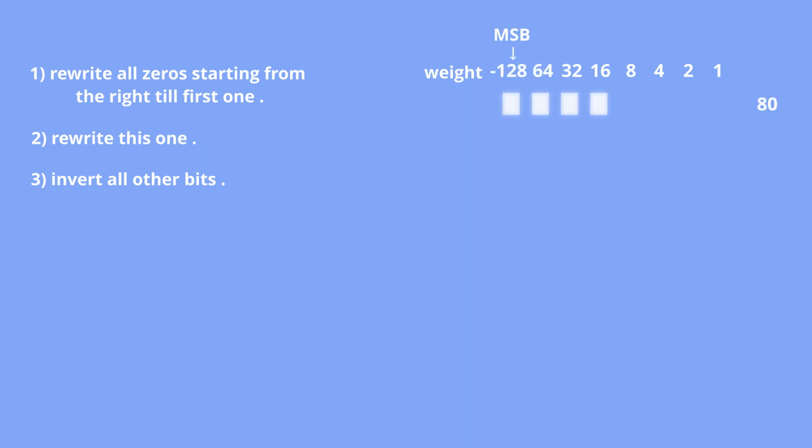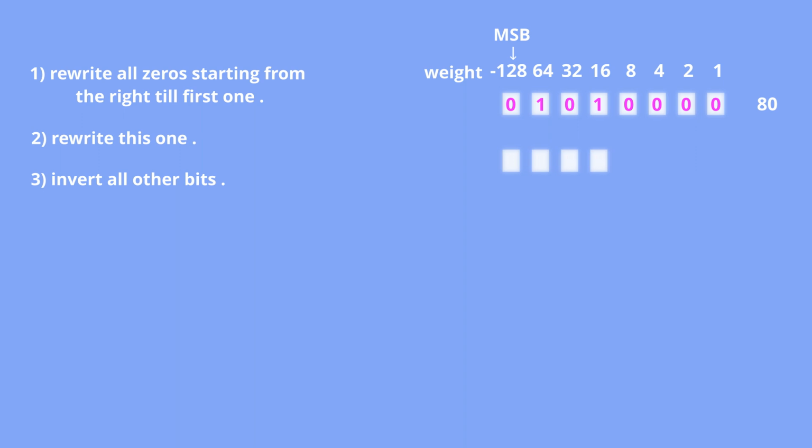This method is fast, but the least intuitive and comprehensible. First, rewrite all zeros starting from the right till the first 1. Second, rewrite this 1. Third, invert all other bits. Let's make negative 80 from positive 80 using this method.